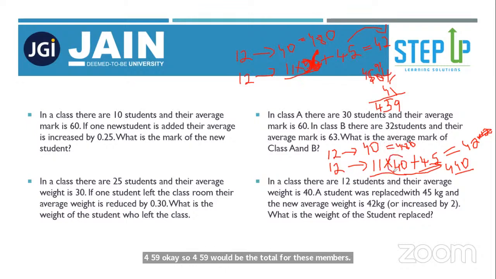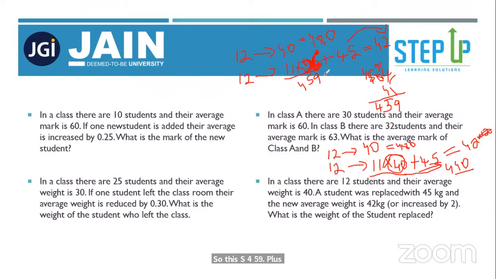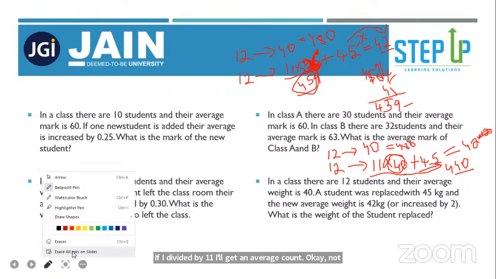So we don't know whether exactly 40 was the average basis. So 459 plus 45 gives 504, but I want the average as 42. That one member we don't know. For 11 members, this could be the total, plus 45, minus that x, will give me 42. This is just for the 11 members average. If I divide it by 11, I'll get an average count. Okay, not to get it complicated, we'll just go one way.